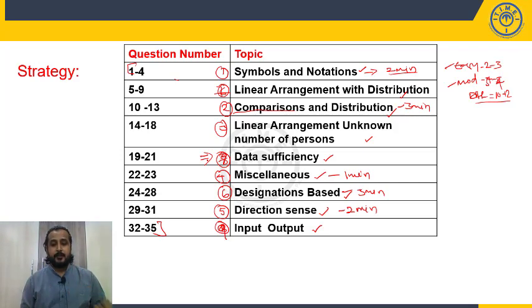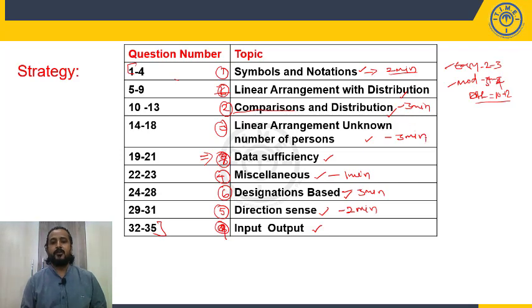The time taken to solve one puzzle in data sufficiency is equal to one set of 5 questions. So better not to solve data sufficiency puzzles at the beginning. If you have time at the end, you may take that up. Okay. So direction sense will take 2 minutes, as even without looking at the question we have some basic idea, right? And linear arrangement, with an unknown number of persons, is also going to take 3 minutes.